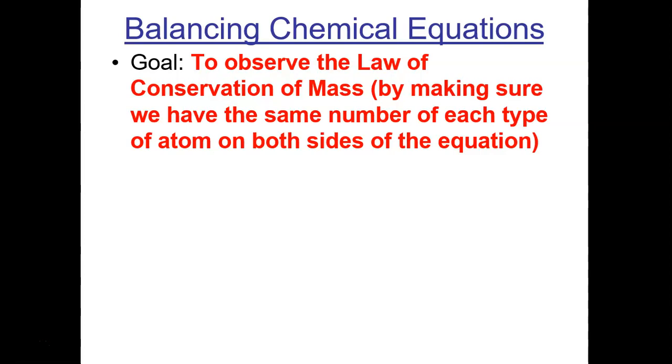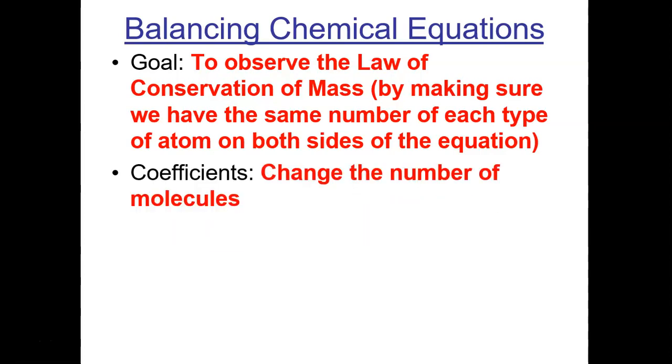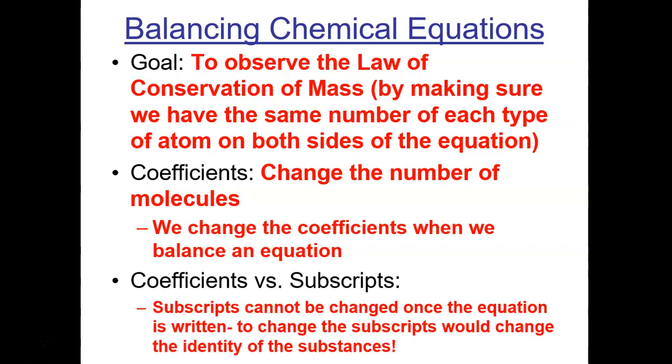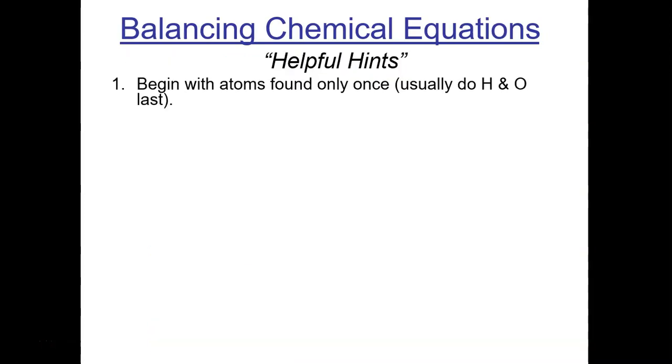mass. That's the whole point of this. And then we're doing this by making sure that we have the same number of each type of atom on both sides of the equation. Coefficients change the number of molecules, and this is what we change when we balance an equation. We cannot change the subscripts once we write an equation, because if we change the subscripts, we would change the identity of the substances. So all we can do is change the coefficient in the front. So let's look at some examples after we go over some helpful hints.